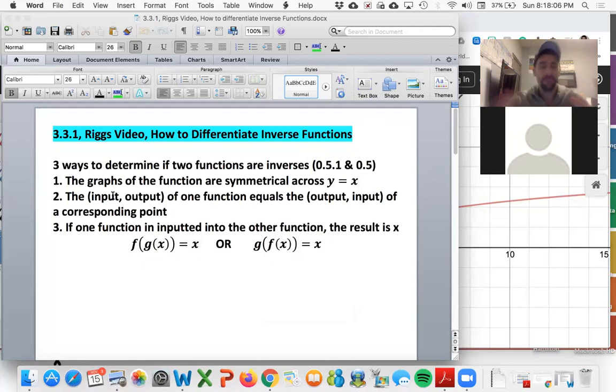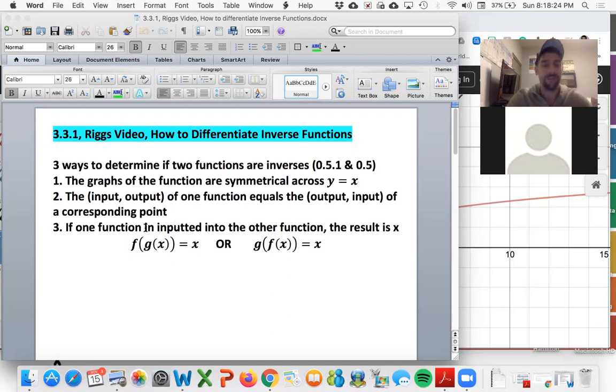Two, the input-output relationship of one function is the same as the output-input relationship of the corresponding function. So if I had like f of 2 equals 5, and f of x and g of x are inverses, then g of 5 equals 2. And I'll show that off in a second.